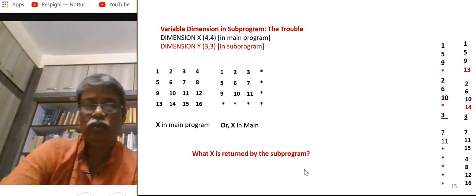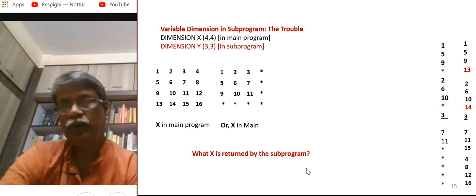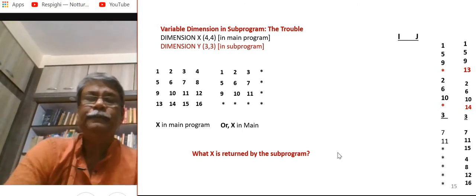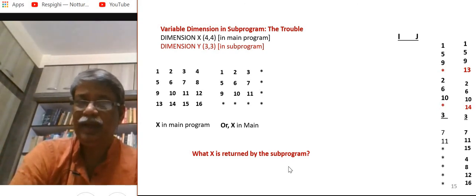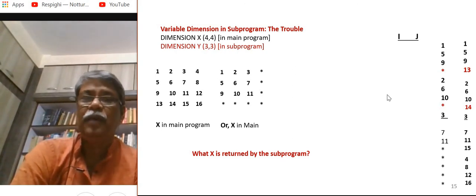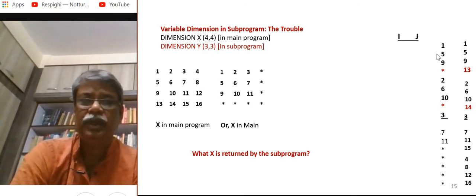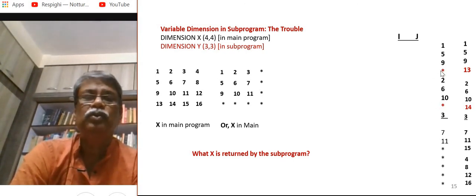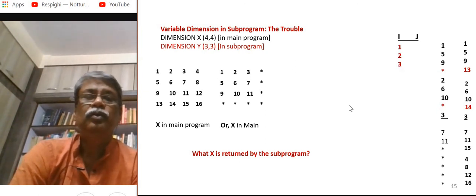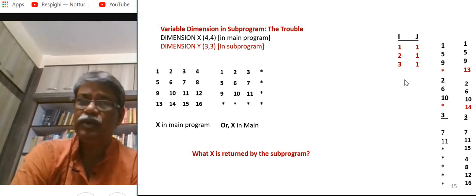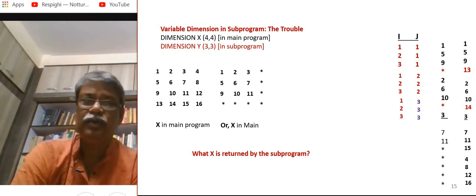What X is returned by the subprogram? If I communicate through argument and parameter X to the sub, and when I get it back, what does it give back? Well, I, J, now it is 3 by 3 in the sub. So 3 by 3 means 3 into 3, that means 9 elements only. So it will try to pick up only 9 elements from the storage which is in this fashion. So the first 9: 1, 2, 3, 4, 5, 6, 7, 8, and 9. That's why I have put an underline 3. So it will take only the 9 values because it is 3 by 3 here. So it goes like 1, 2, 3 for I with 1 for J, then 1, 2, 3 for I with 2 for J, and 1, 2, 3 for I with 3 for J. Fine.